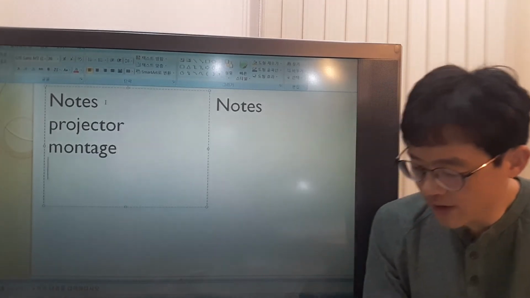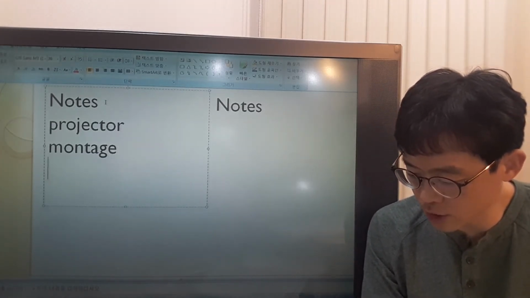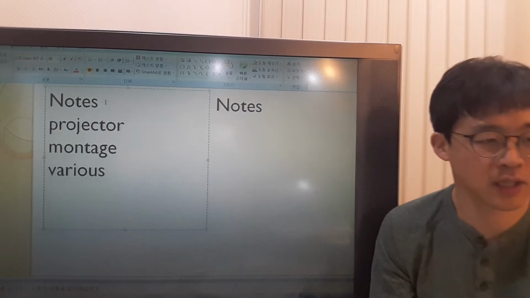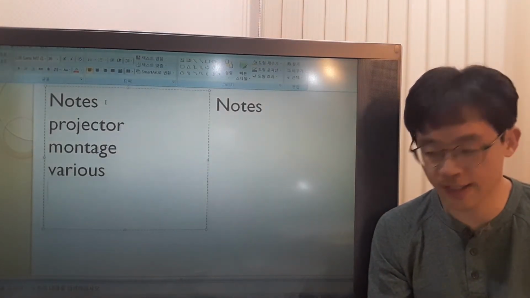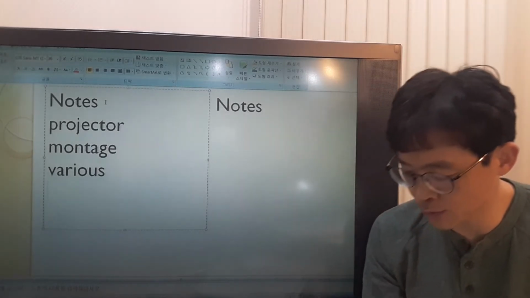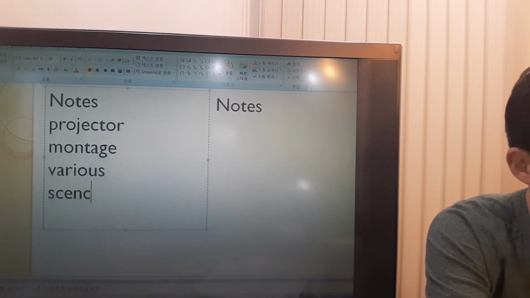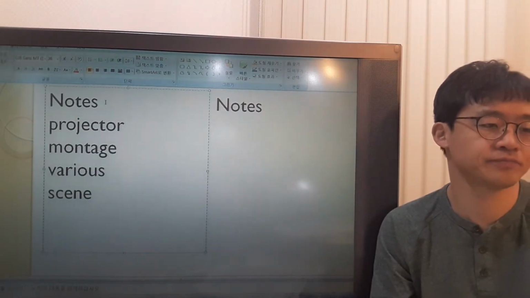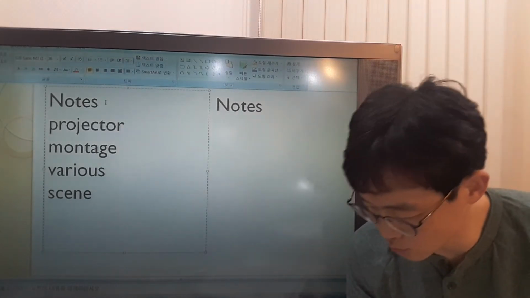Montage is when you take various scenes and put them together to form an entirely new one. Montage is when you take various scenes. What does that mean, various? Various means there are several different things of a kind, okay? So it means many scenes. What's a scene? A scene is what you see in a movie or in a play, okay? Scene is what you see.